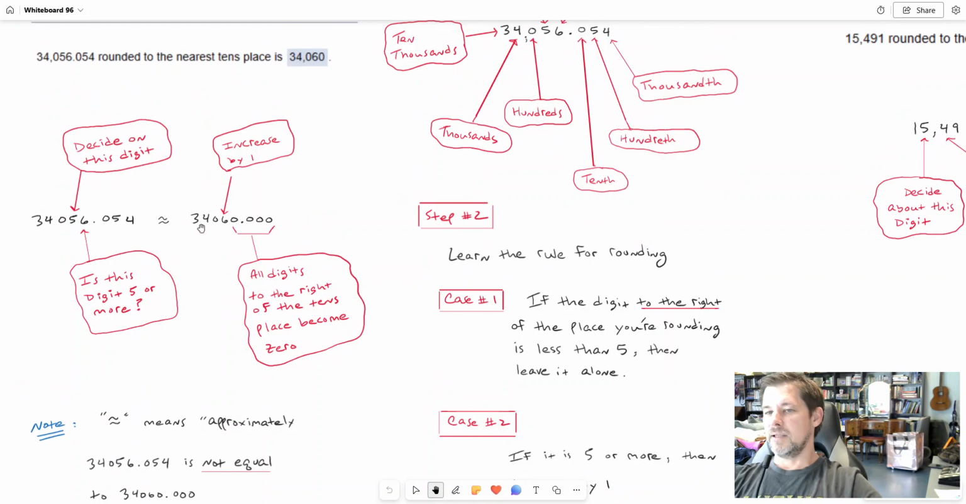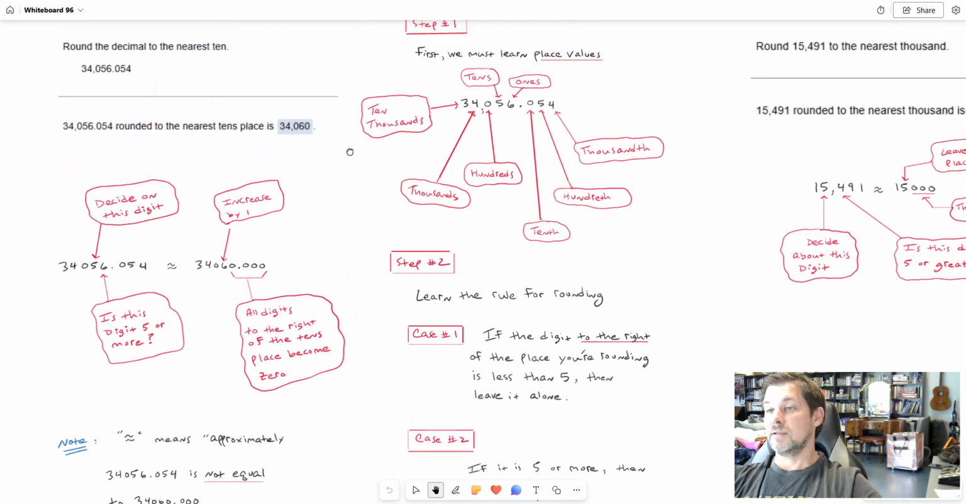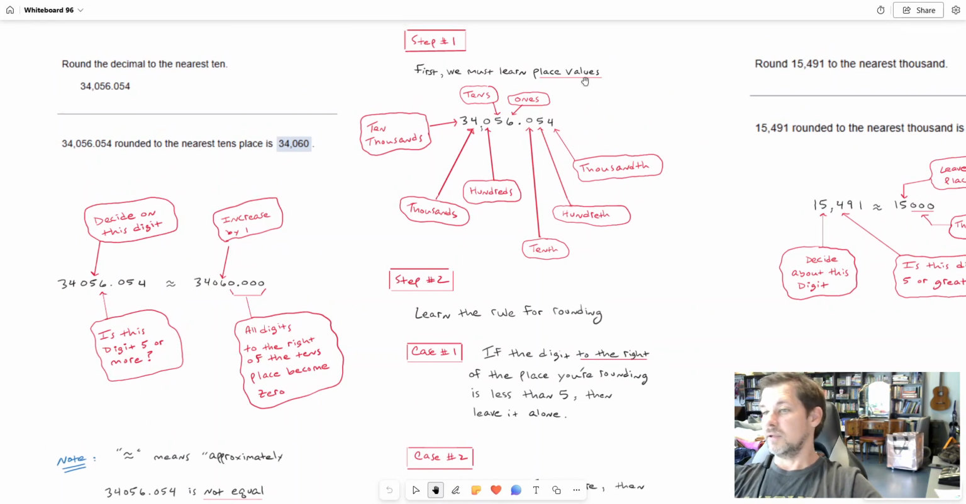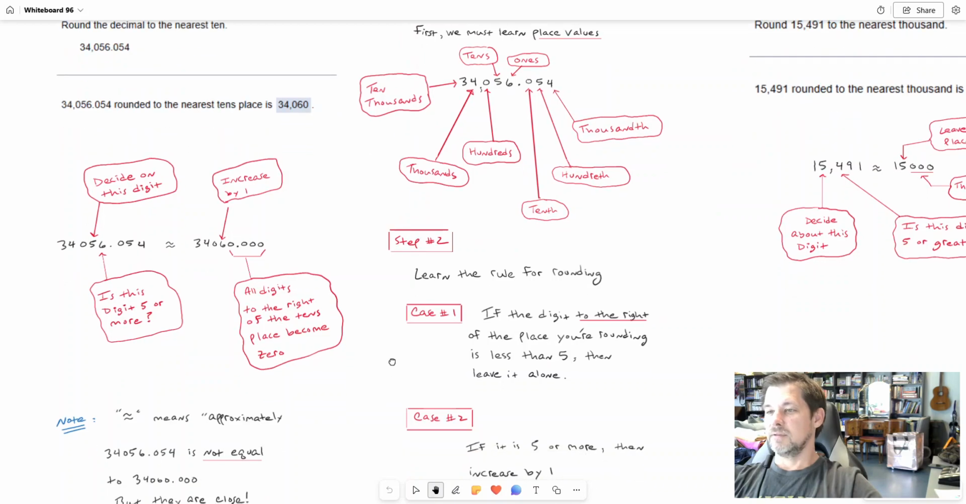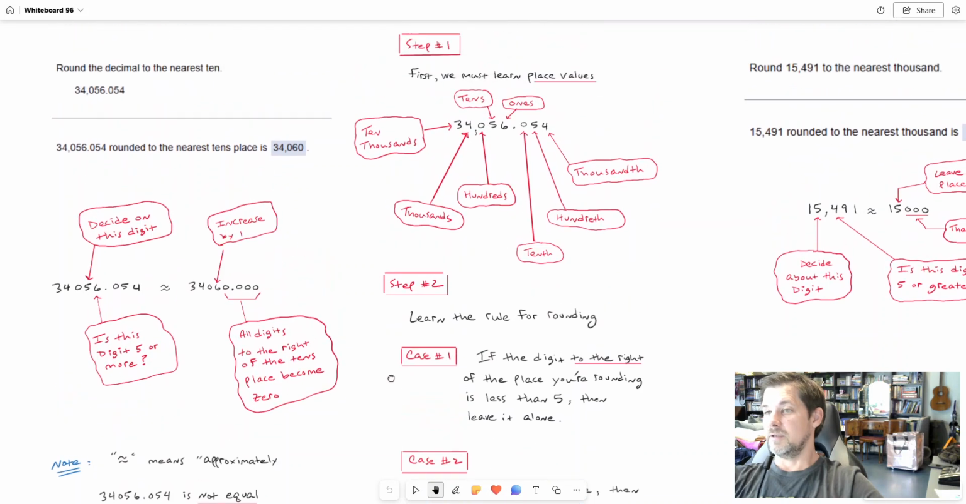And so I see 34,060.000, in keeping with what this says to do. But those extra zeros after the decimal point don't add anything to the number. They don't really have any significance, so we could leave those out when we put in our final answer. Okay, so that's the rounding procedure. Learn the place values, figure out which one you're rounding to, look at the digit just to the right, make your decision, and then you can round it from there.